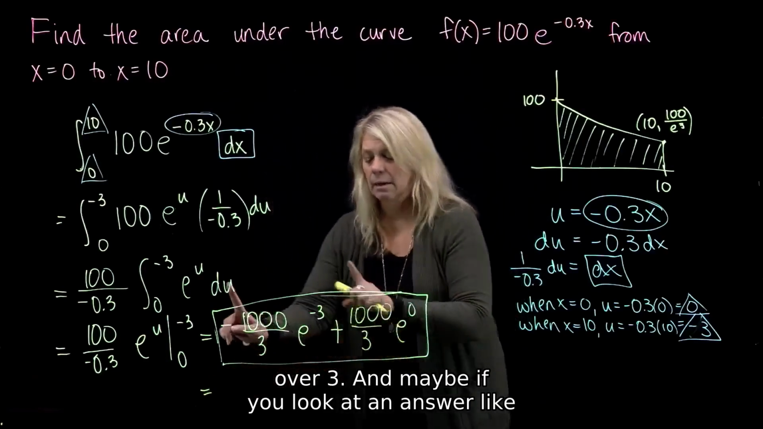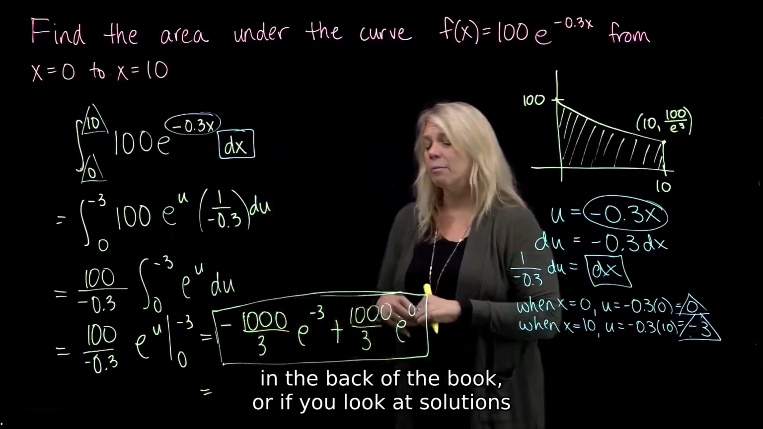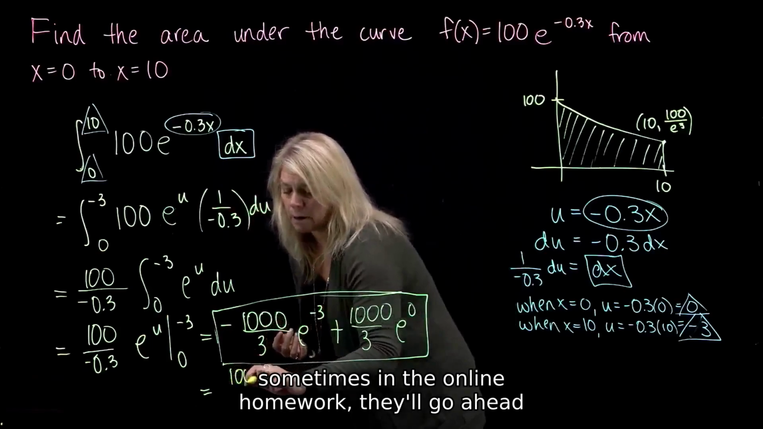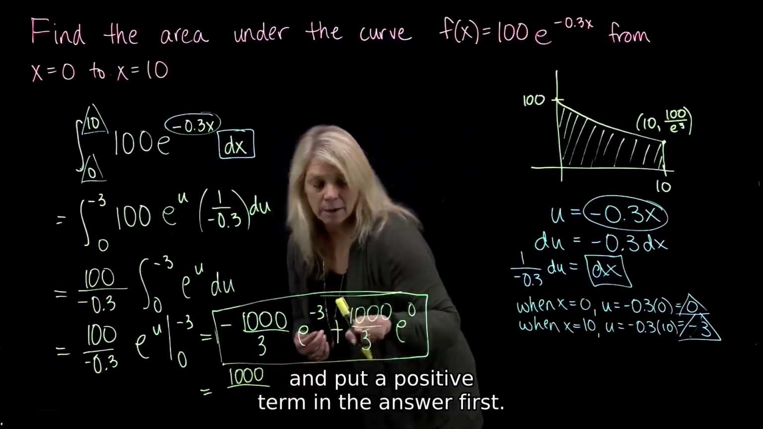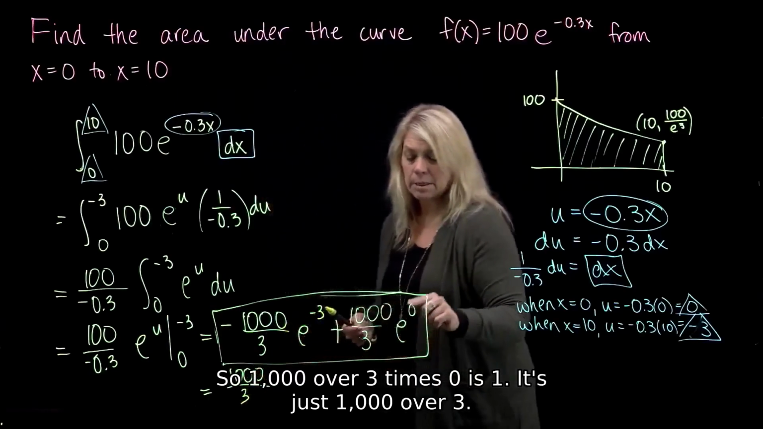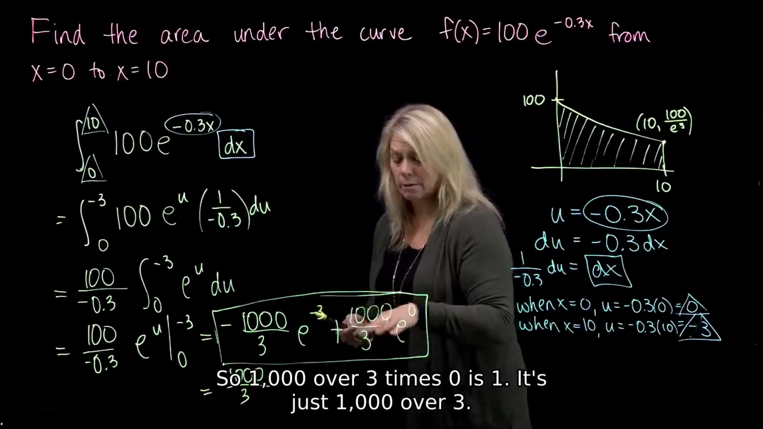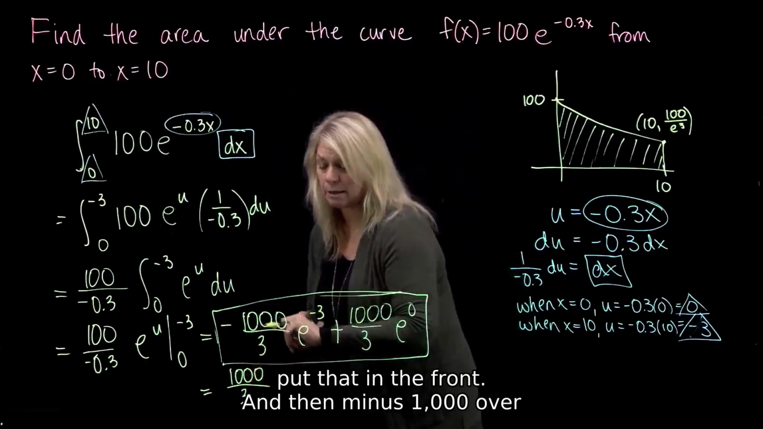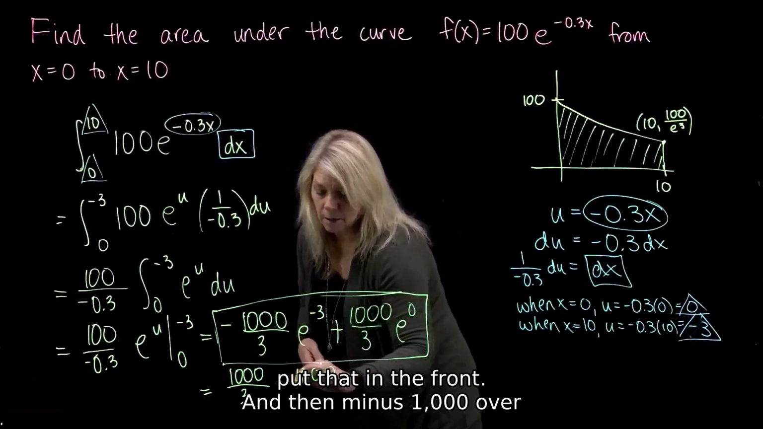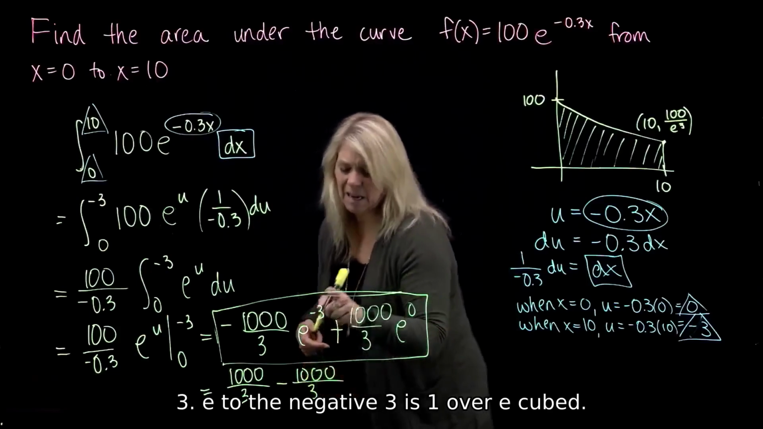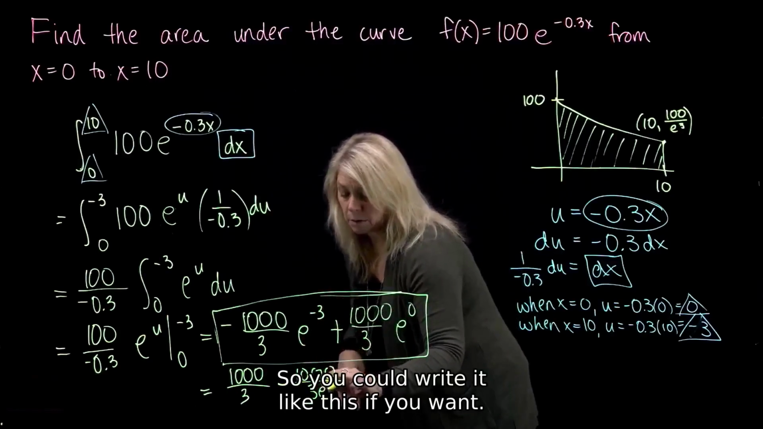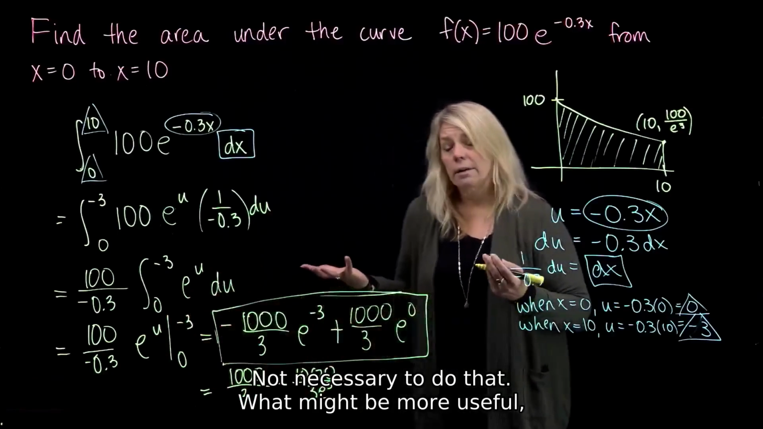And maybe if you look at an answer like in the back of a book, or if you look at solutions sometimes in the online homework, they'll go ahead and put a positive term in the answer first. So 1,000 over 3 times e to the 0 is 1. It's just 1,000 over 3. Since that's positive, they'll sometimes put that in the front. And then minus 1,000 over 3 e to the negative 3. e to the negative 3 is 1 over e cubed. So you could write it like this if you want. Not necessary to do that.